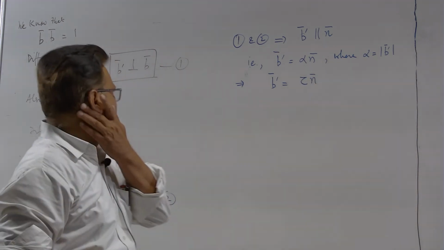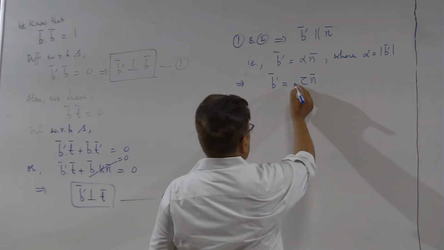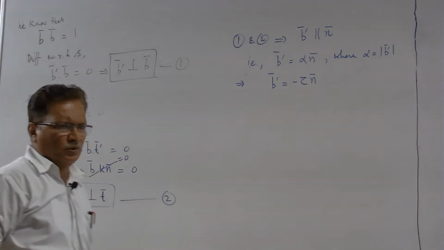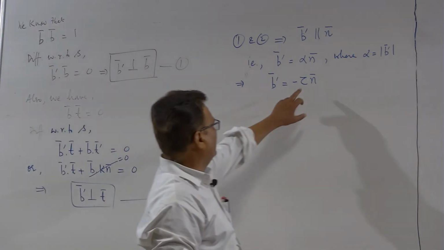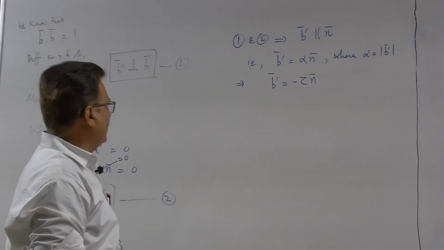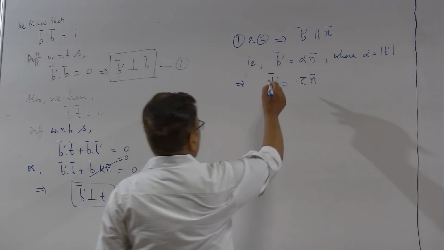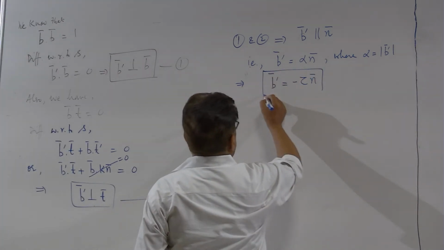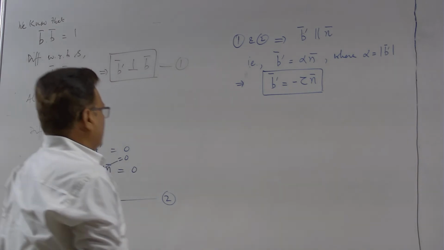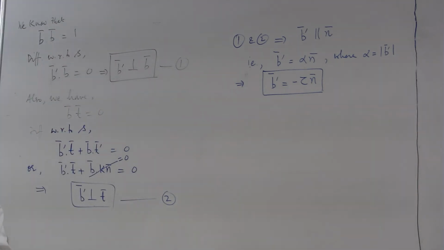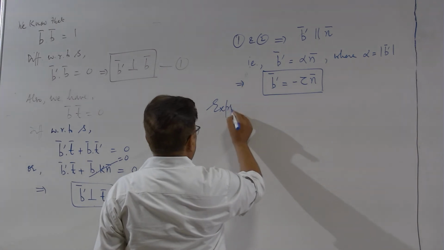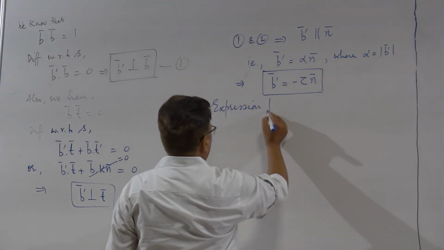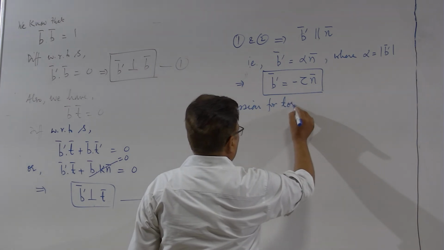We consider a minus sign from our side for convenience only, because there will be computation which will involve a minus sign. So, we will take this scalar as minus tau, where tau is the torsion of the curve. So, this is another important relation that we have. Now, with this understanding of the torsion, we can move to the expression for torsion.